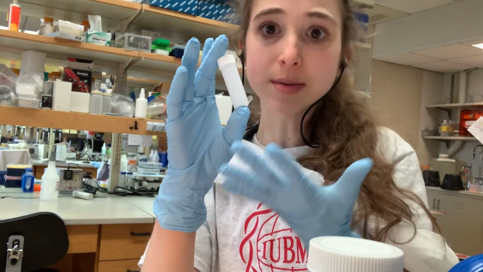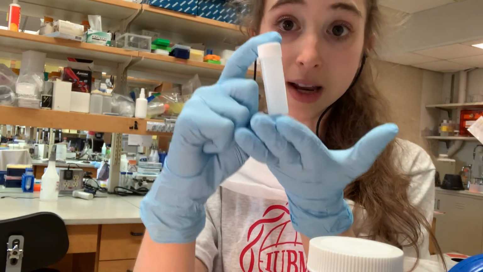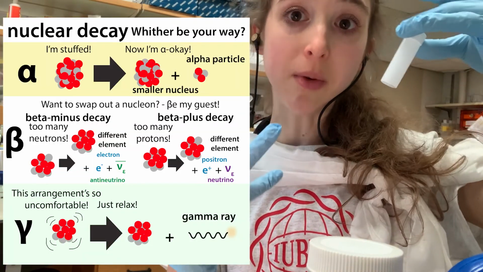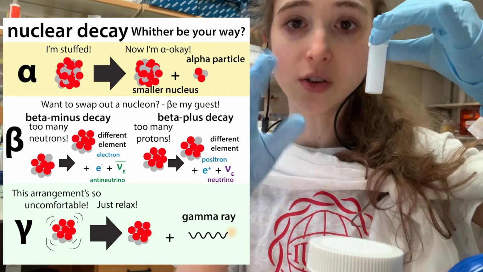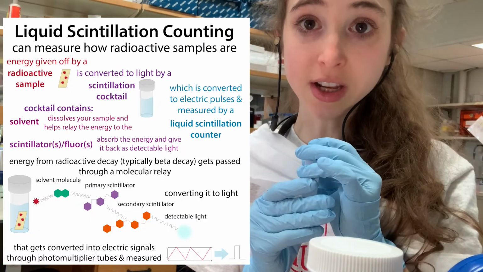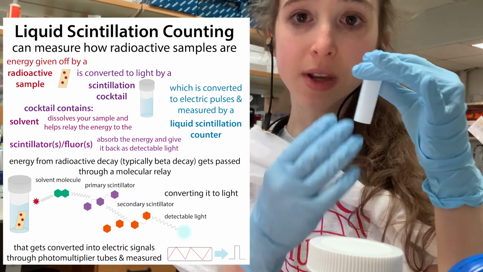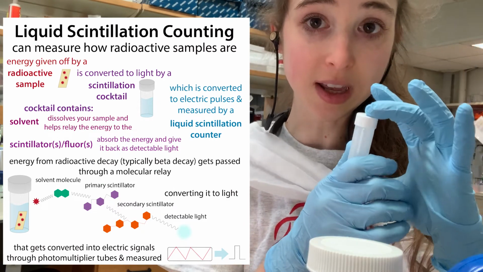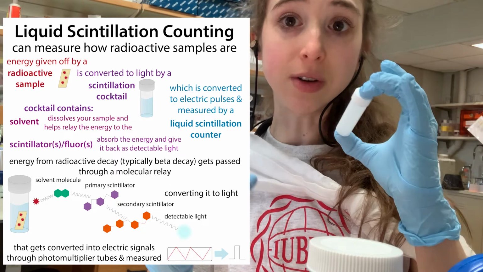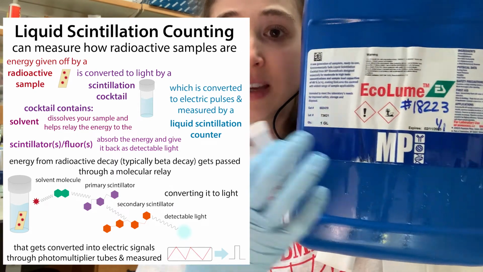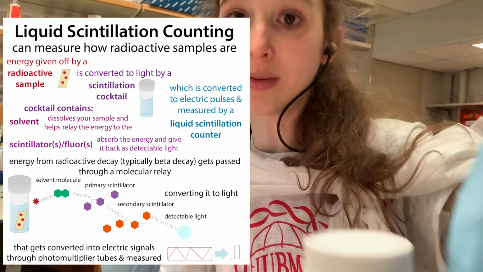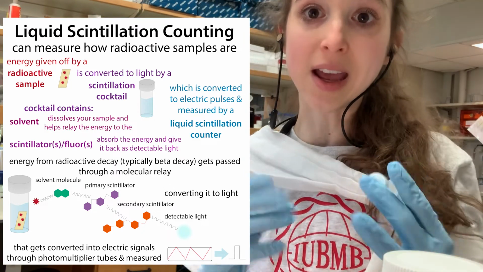So basically we have some sort of radioactive sample. What it means by radioactive is that it's undergoing this decay process I'll tell you about, where it's going to let off energy. So if we can measure this energy, we can measure the amount of radioactivity. In order to measure this energy, we're going to use a scintillation cocktail containing these molecules that are going to absorb that energy and give it back as light.